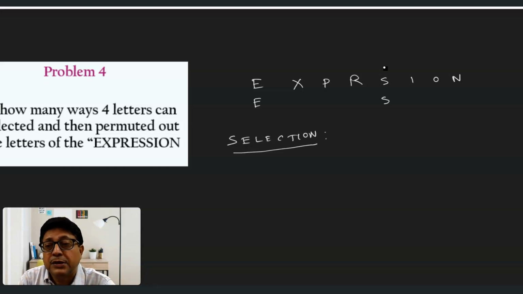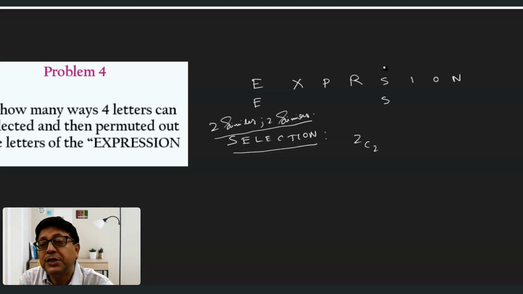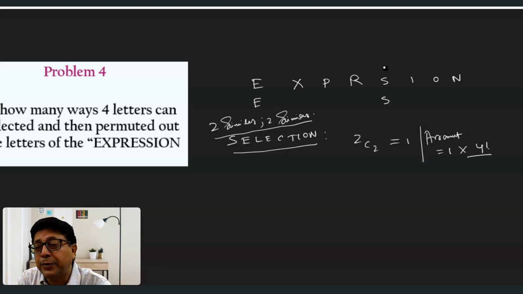Okay? Selection, we consider the case when two similar pairs are there. So here selection can be done in how many ways? Out of 2 pairs of similar, we can take both of them. So selection 2C2, that is 1, and arrangement is going to be this multiplied by 4 factorial by 2 factorial into 2 factorial. So this is nothing but 24 by 4, this is equal to 6.